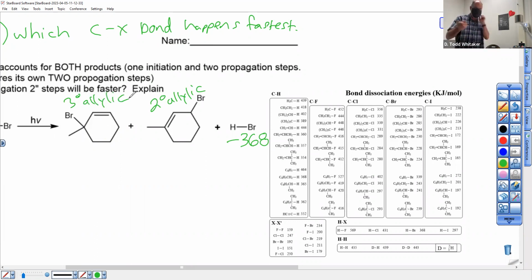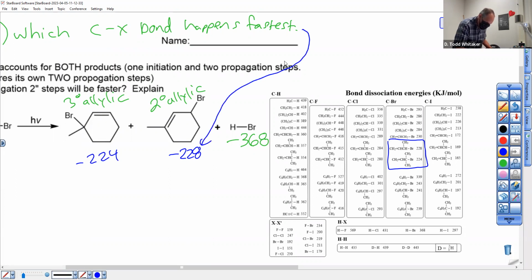CBr, they're new bonds, they're negative again. Put them in blue. CBr, there's our 2 numbers. Negative 228 for secondary. Negative 224. There's your numbers I'm asking about here. Which one's faster? More exothermic. Thank you.